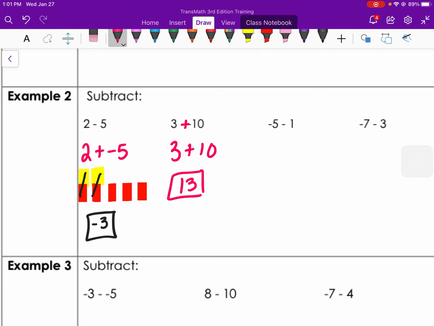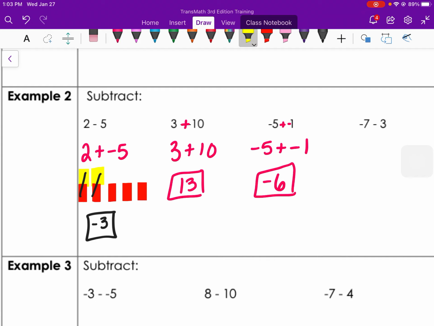Negative 5 minus 1, we're going to change the subtraction to addition, and then the positive 1 to a negative 1. So it'll be negative 5 plus negative 1. So adding the opposite. So we change the subtraction into addition and then add a negative with the 1. And then just like you added 3 plus 10 is 13, the signs are the same. Negative 5 and negative 1 added together make negative 6.